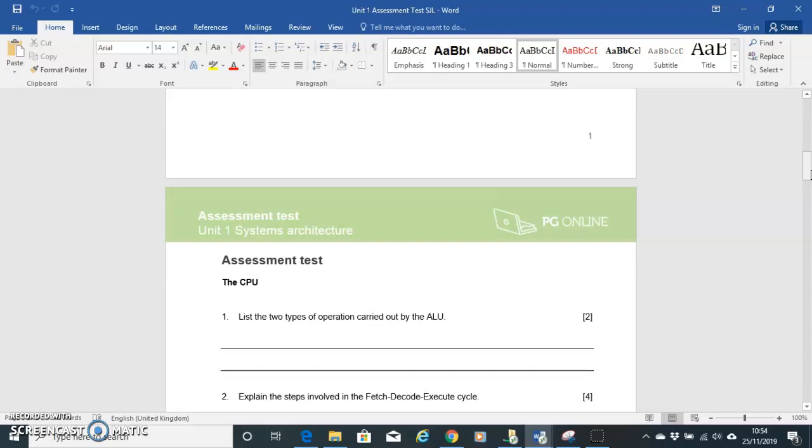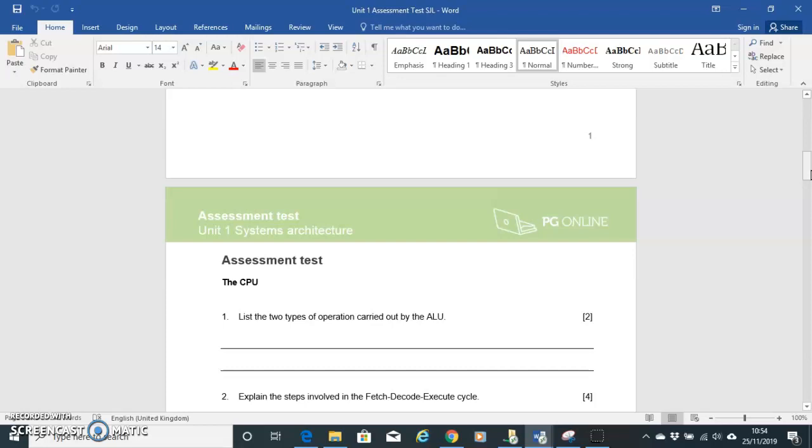And as long as you remembered what ALU stands for, you usually got the marks here. ALU stands for Arithmetic Logic Unit. So the two types of operation are arithmetic operations and logic operations. Here you just had to list those two, so it was quite a straightforward question.